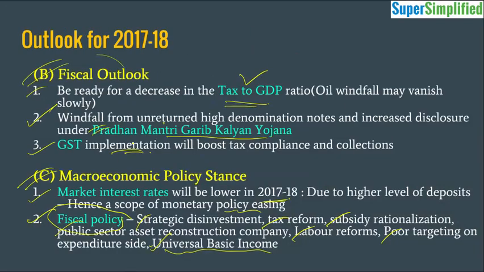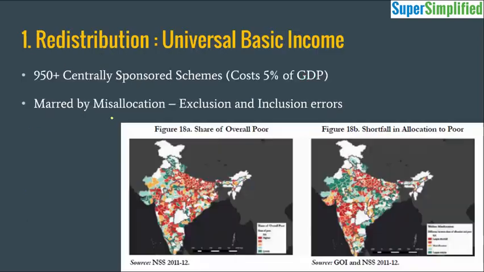So now we have seen the past year performance, which is quite healthy, and we have also looked at the outlook for 2017-18, which also looks very promising, right? So let's move to the next part. In the last part of chapter 1, the Economic Survey talks about the 5 urgent issues which India needs to address. The first one is redistribution, universal basic income.